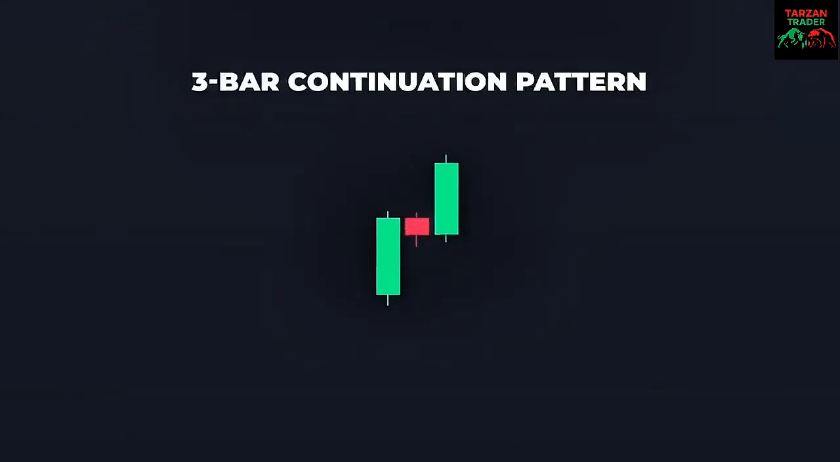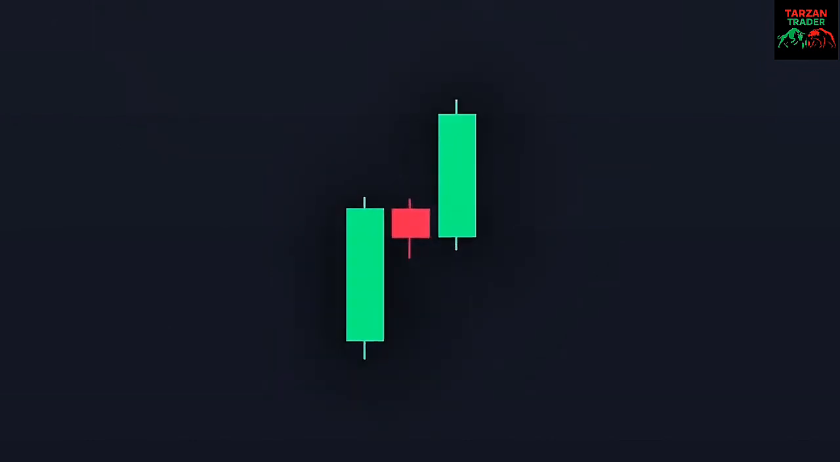Next, we have the 3-bar continuation pattern. This is one of my secret weapons for catching trending moves that most traders completely miss. The 3-bar continuation pattern consists of 3 consecutive candles that must form in a specific sequence. The first candle should be large with a substantial body, bigger than the average candles around it. The second candle is a smaller, opposite colored candle that ideally shouldn't exceed half the size of the first candle's body. The third candle should be another large candle that closes higher than the second candle's close.